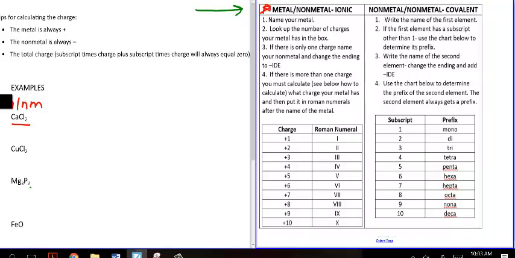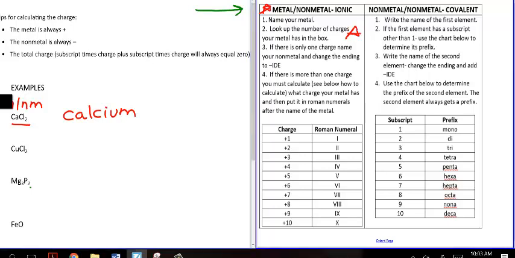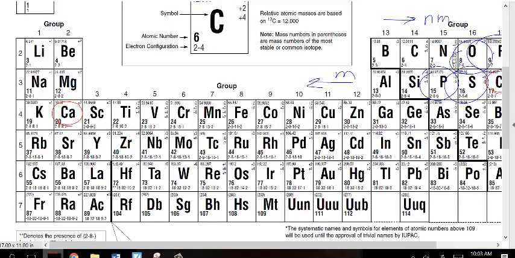First of all, name your metal. So we get the name of the metal off the periodic table. It's calcium. Here's what's different. We have to look up the number of charges the metal has in its box. So if we go to calcium and we look here, I know it's very hard for you to see because I'm zoomed in quite a bit, there's only 1 charge in the box. It can only be +2. Contrast that to like vanadium here, where there's multiple charges in the box.